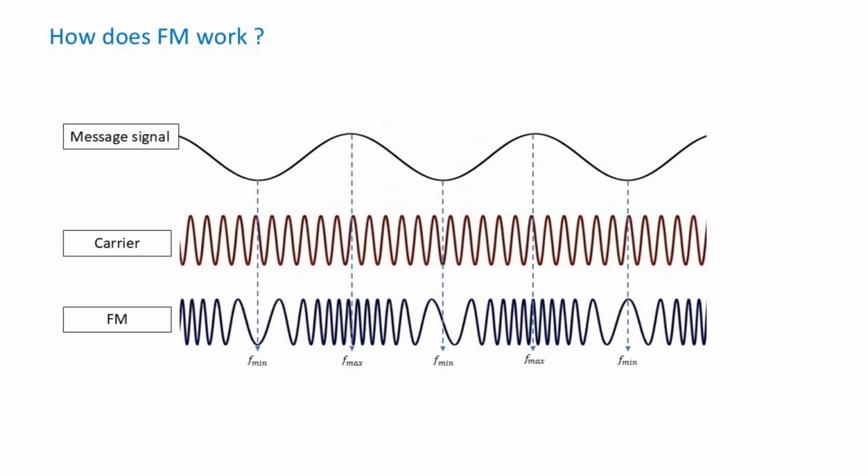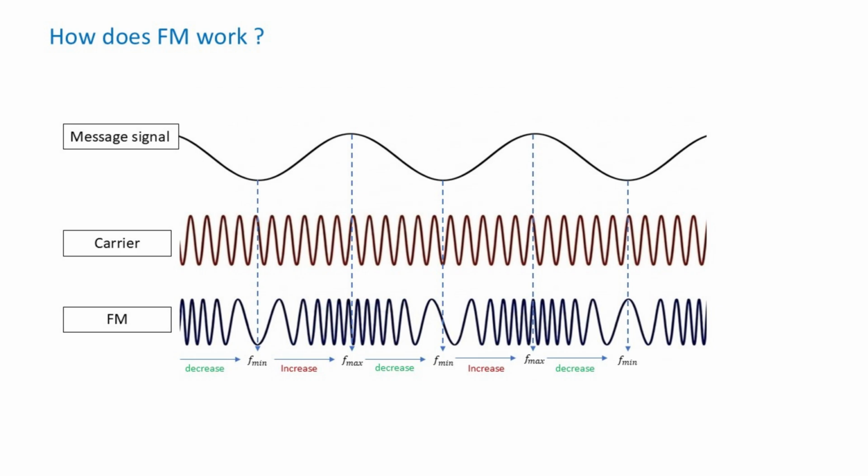With FM modulation, the frequency of the carrier changes according to the amplitude of the input signal. When the input signal increases, the carrier frequency increases. At the positive peak of the message signal, the carrier frequency reaches its maximum value.